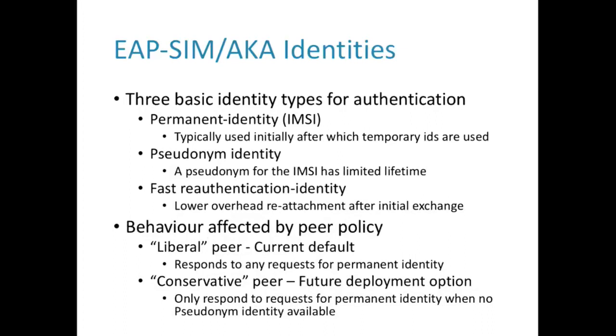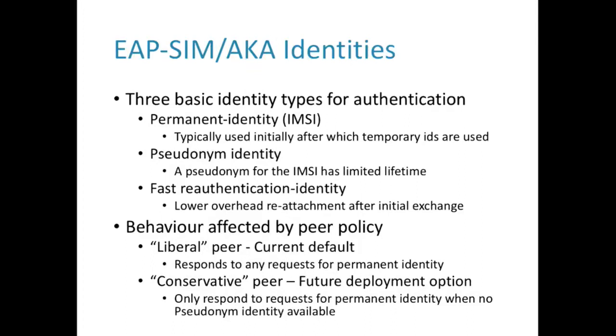But you can also say, give me your permanent identifier. And with liberal peer, the phone just says, sure, here's my IMSI. It'll just hand it over. But with conservative peer, which is a future deployment option, and it's in the spec, but it's not generally been implemented. But it has now been implemented in iOS 10. Although it may be in Android in some of the newer versions, but I've been in touch with Google, but they haven't specifically mentioned it.